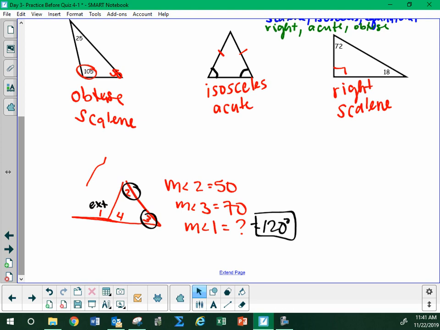Alright. So what I would like for you to do is let's take a look at worksheet 3. How about we look at the back side of the sheet?